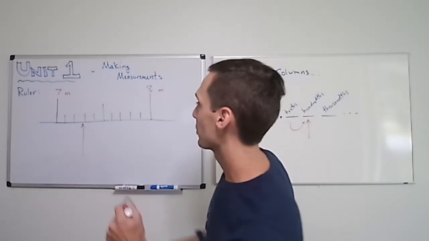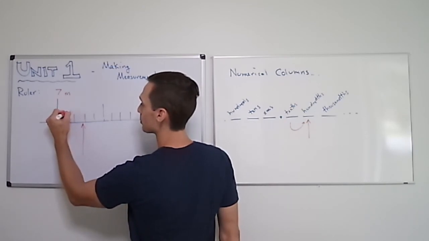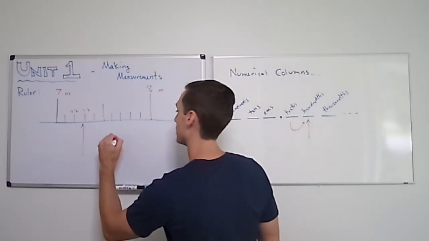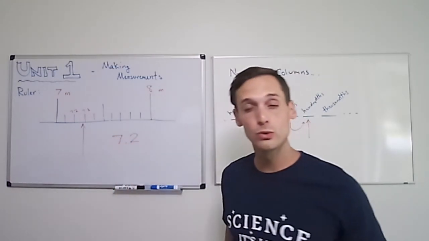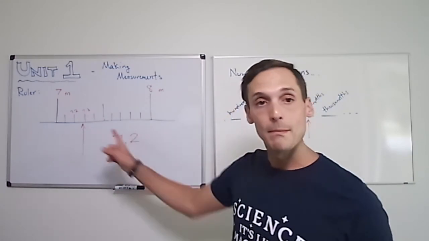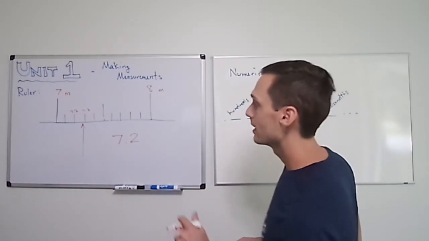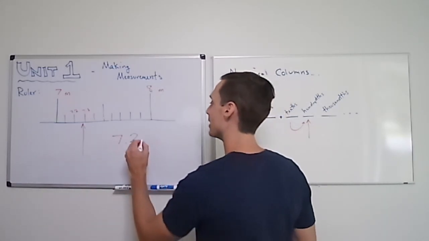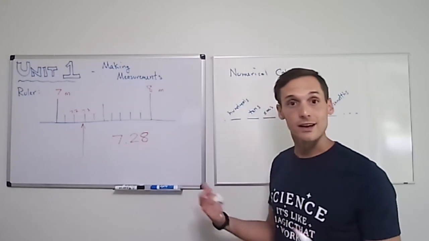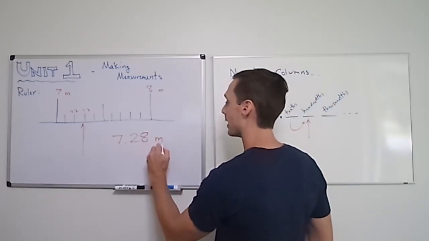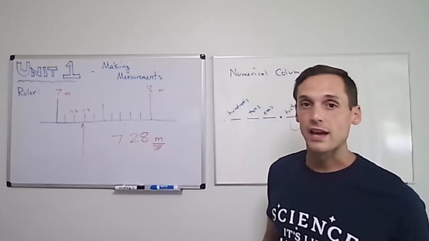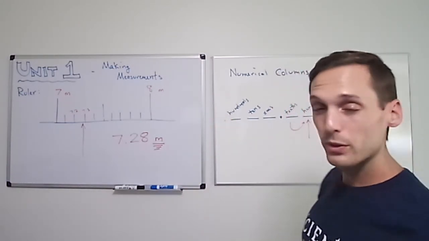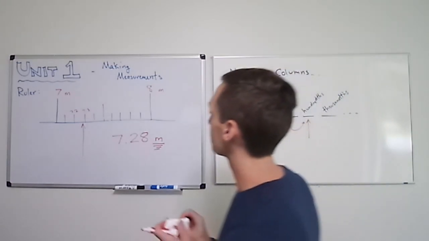So we'll look here. We know it's definitely between 7.2 and 7.3, right? So we know it's going to be 7.2 something. You just have to make that estimate for the last digit. I think it's pretty close to the 7.3. It's not quite there. So I would say something around 7.28. Don't forget that unit. Every measurement needs a unit. In this case, it is meters. So 7.28 meters would be good.